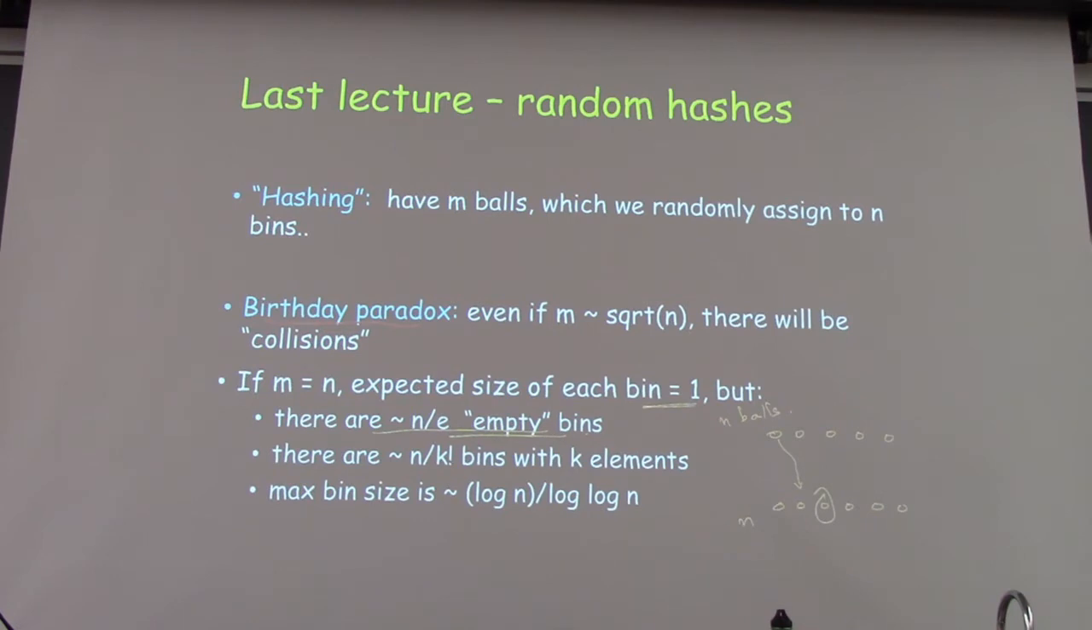And we also saw that there are bins with a lot of elements. For instance, for any constant, if I ask how many bins have 10 different elements, this is what we saw last time, there are a constant fraction of bins that have 10 different elements, that have 10 balls in them. And then we said that the max bin size is roughly log n divided by log log n.